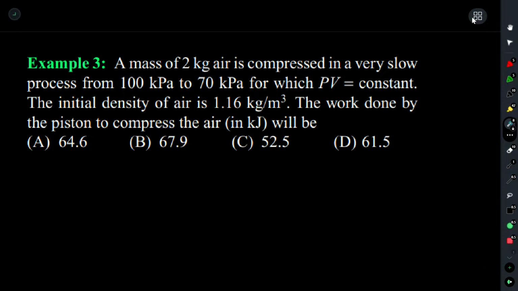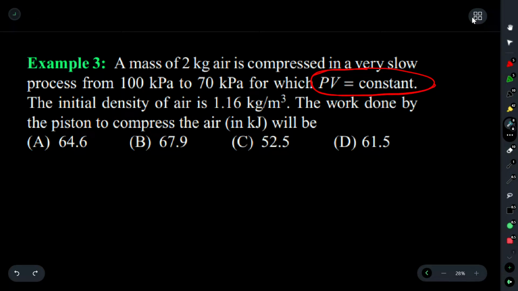Okay, so from this we can understand something. Some air is getting compressed from a certain pressure to a certain pressure with some process. So the process relation is given by PV equals constant. That means we can tell this is an isothermal process, because we know for an isothermal process the multiplication of pressure and volume remains constant.